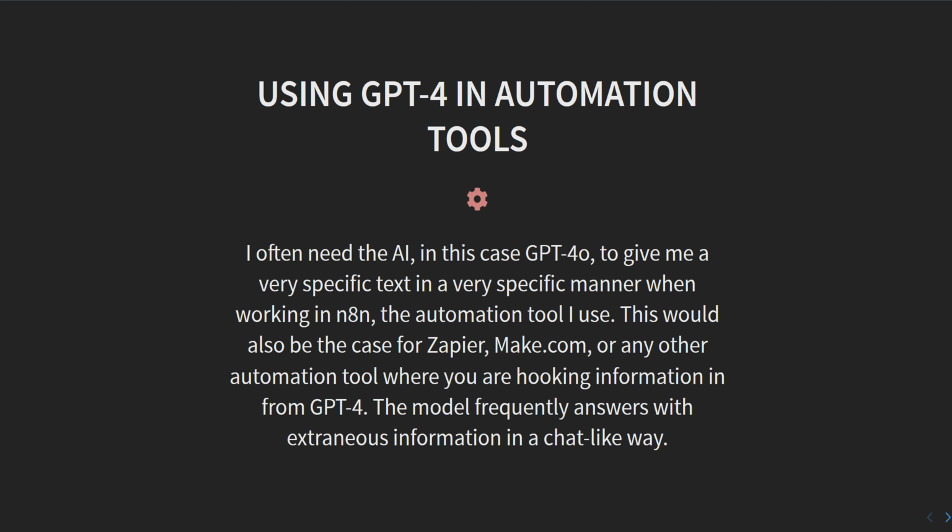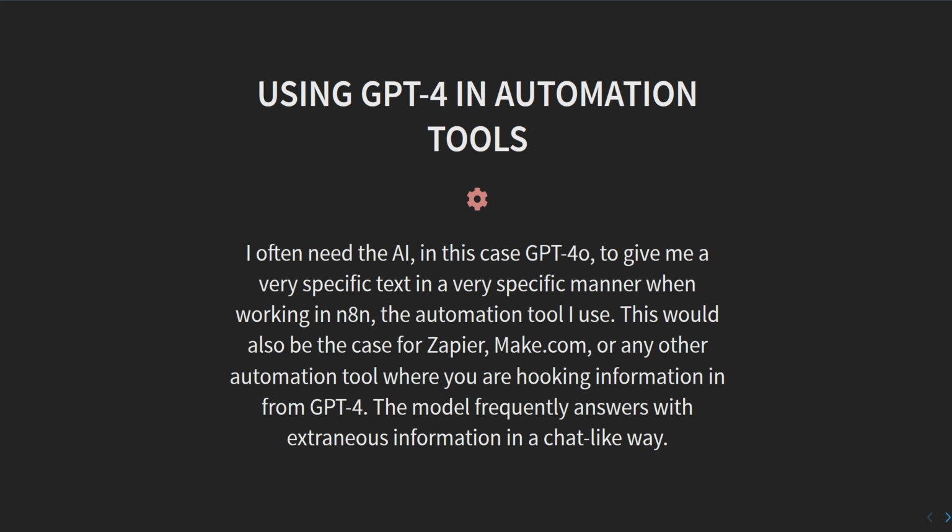That was challenging, but the prompting was really difficult because I needed the AI to give me specific text in a very specific manner. And this would be the case for Zapier or Make.com or any automation tool where you're bringing in an OpenAI model or any large language model, but particularly models that are geared towards chatting like GPT-4o or GPT-4o Mini. In fact, that's why it's called ChatGPT. These models are strongly instructed to be conversational.